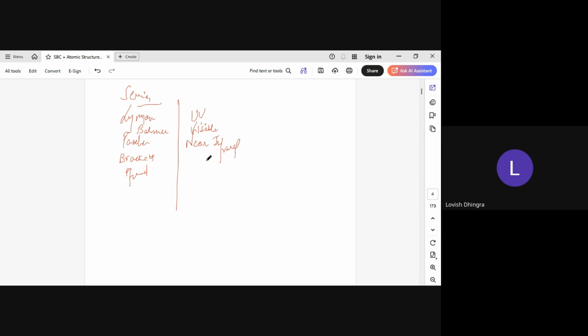And then Brackett is infrared. Pfund also lies in the infrared, but the far infrared region. And this corresponds to which orbit number, for Lyman? n equals 1 to n equals higher orbits. Then next, 2 corresponds to the higher orbits, then 3, then 4, and then 5. Is this clear?